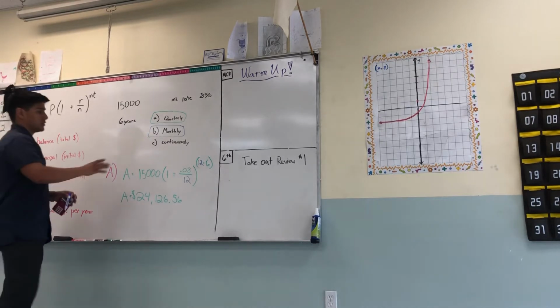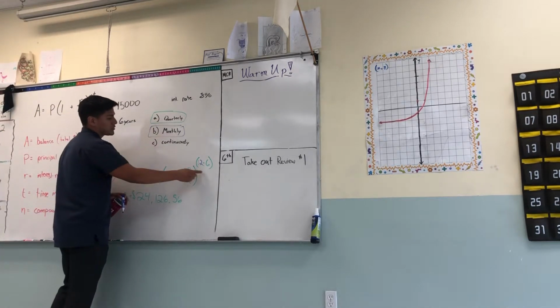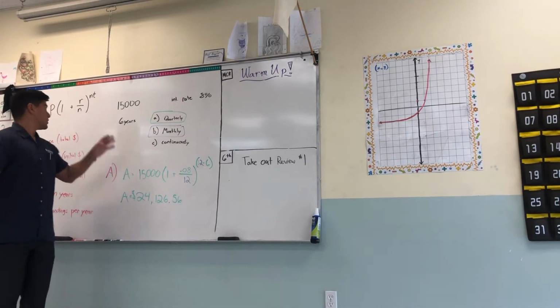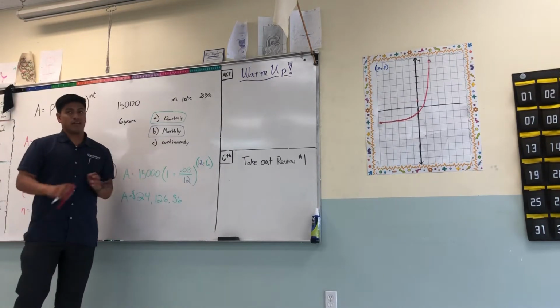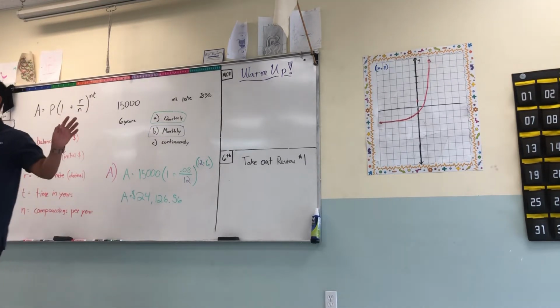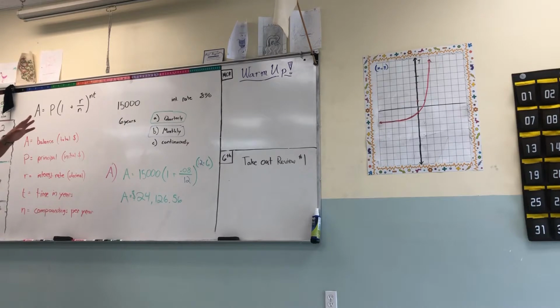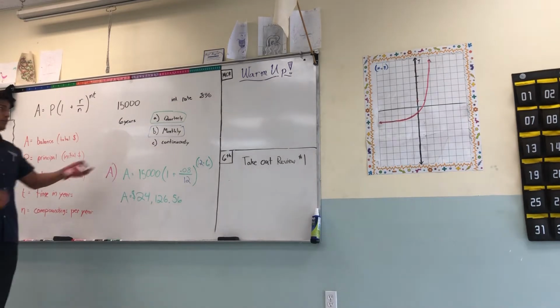Okay? All right, so if you're finding monthly, you would just substitute 12 for n. You guys understand what I'm doing here? Yes or no? Tell me.